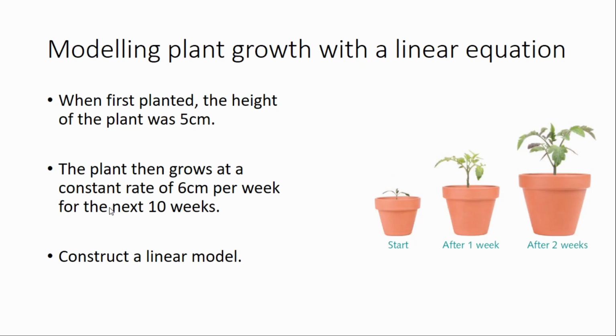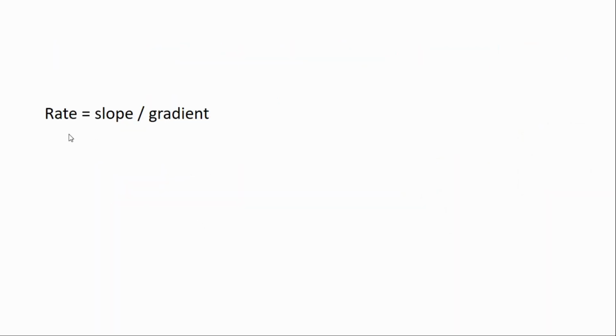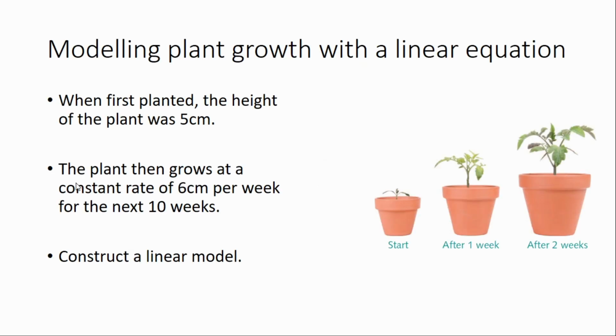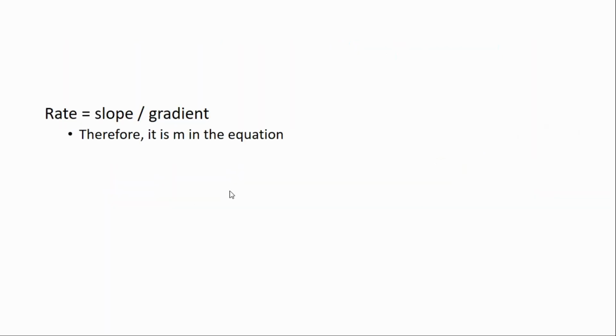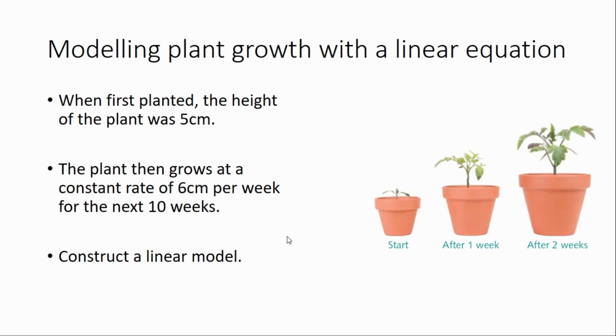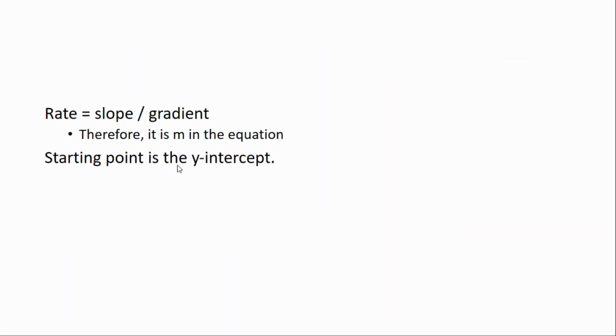So there's a few things we need to know before we do this, and the first one is that the rate is the slope or the gradient. If we look at the scenario before, it says the plant grows at a constant rate of 6 centimeters per week for the next 10 weeks. So it's got our rate there, and therefore in our equation y equals mx plus c, that value is going to be m. The next thing we need to know is that the starting point is the y-intercept. So going back to the scenario again, it says the plant started at a height of 5 centimeters, and that is our y-intercept, so therefore it is c in the equation y equals mx plus c. So let's pause the video here and write these down because that will be important for this topic.